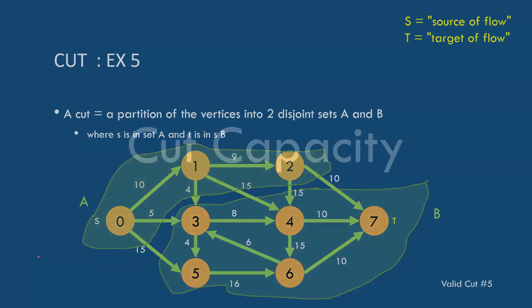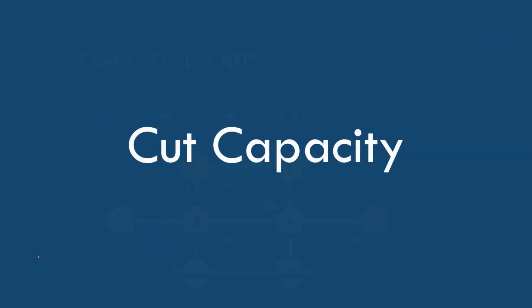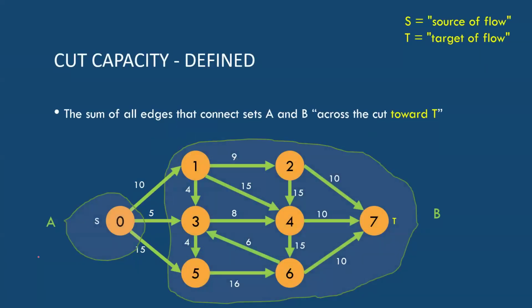Just another cut. Now, what we call the cut capacity is what we get by adding up the edges that flow in the direction of the target. So when we are doing cuts, just by summing the edges, that is our cut capacity. So we have a 30 for that, or sorry, 25 there, do my math properly. So that cut is 25, in the direction toward T.